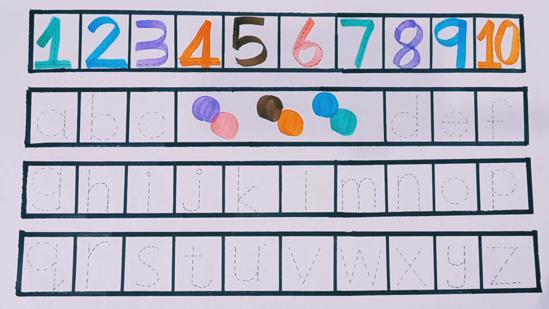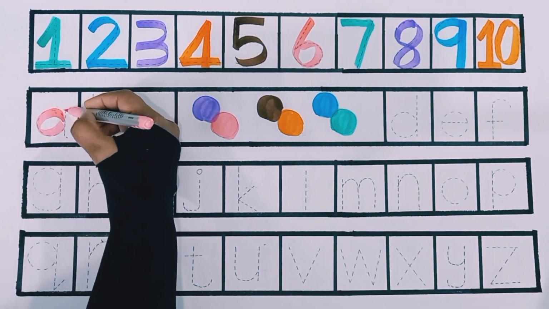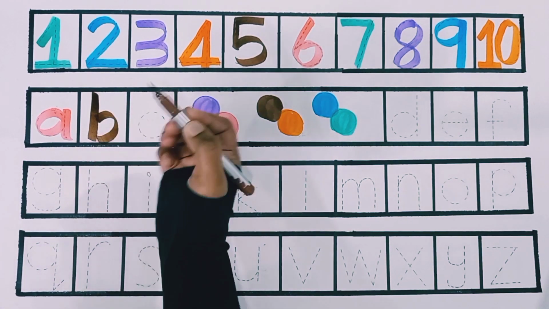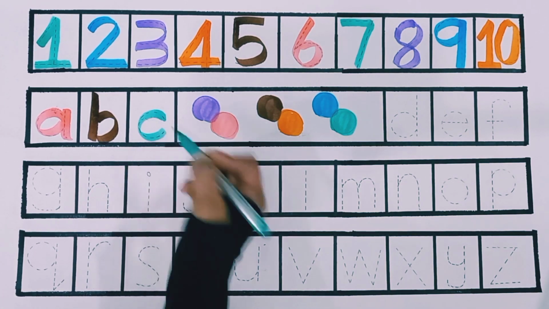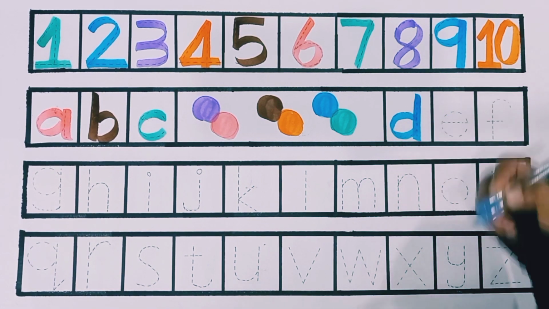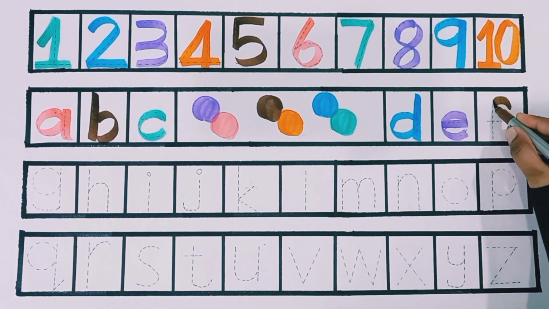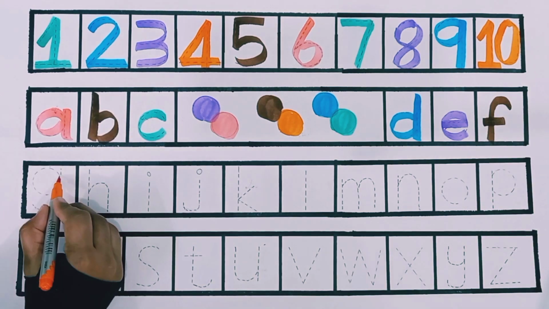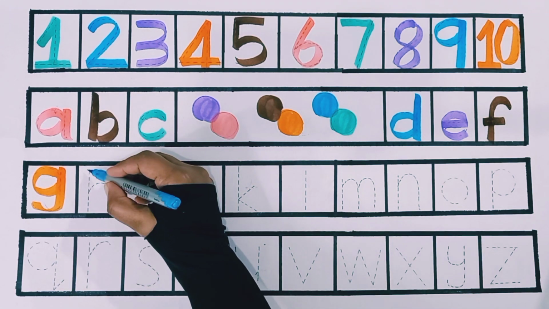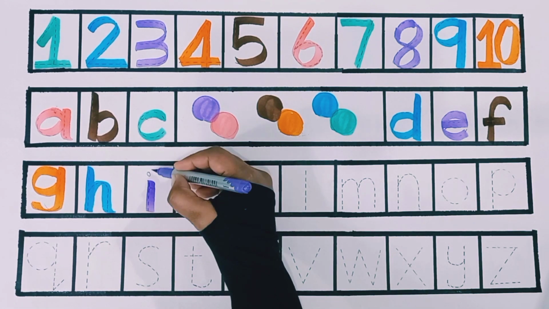Let's write the lowercase letters. A for art. B for boy. C for cake. D for doctor. E for elbow. F for floor. G for grass. H for hand. I for ink.